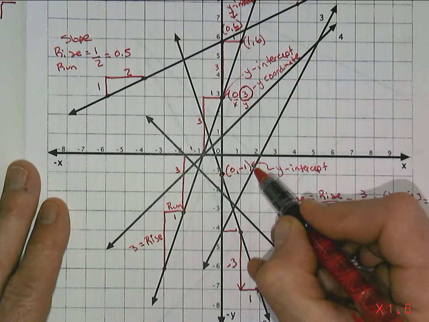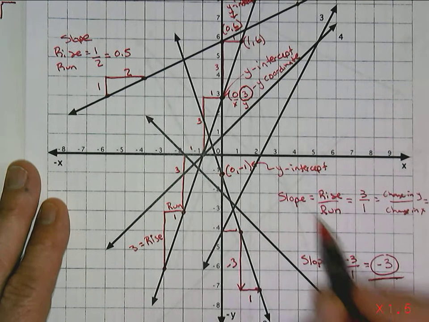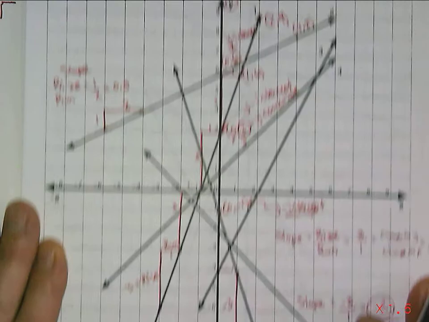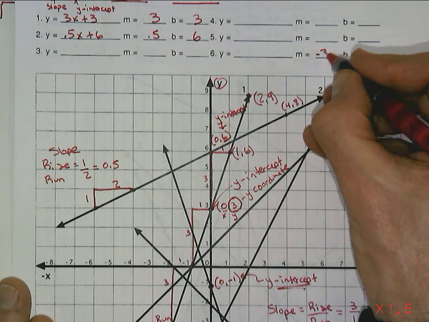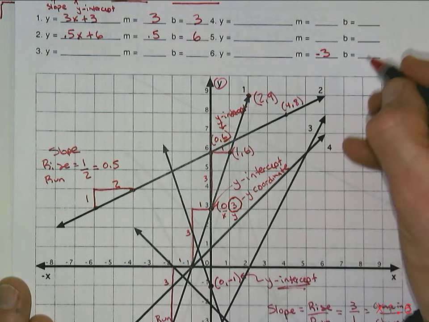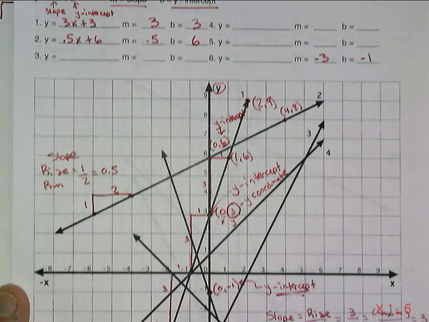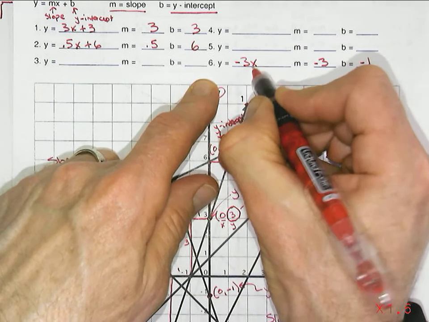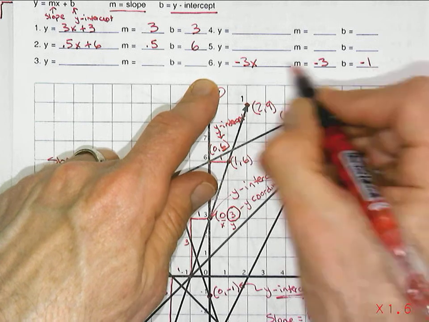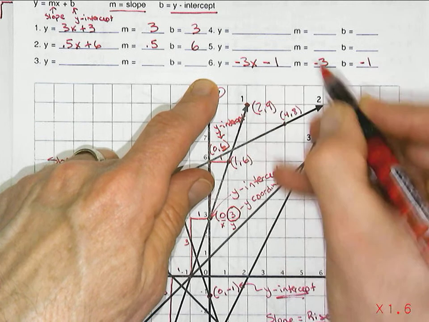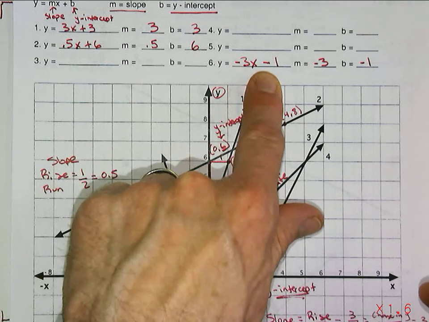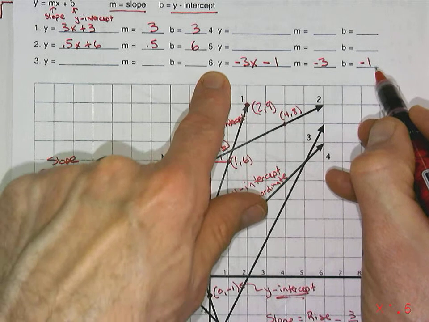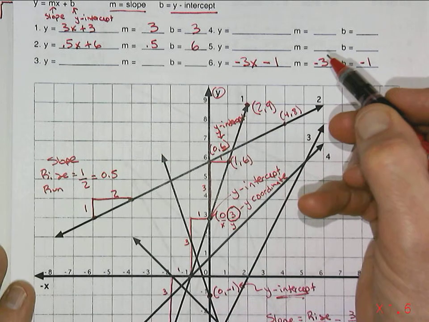So the two things I need are the slope and the y-intercept. So if I have a slope of negative 3, so that's my m, and my b is the negative 1. So I have a negative slope, so y equals negative 3 times x, and then plus a negative 1, or you can just put minus 1, because that represents the y-intercept. So slope, negative 3, y-intercept of negative 1, equation is negative 3x minus 1.